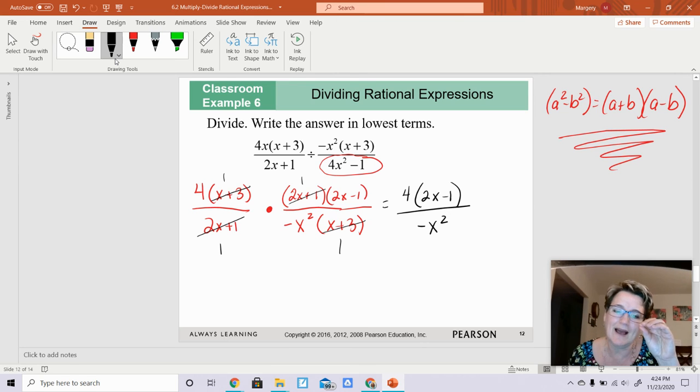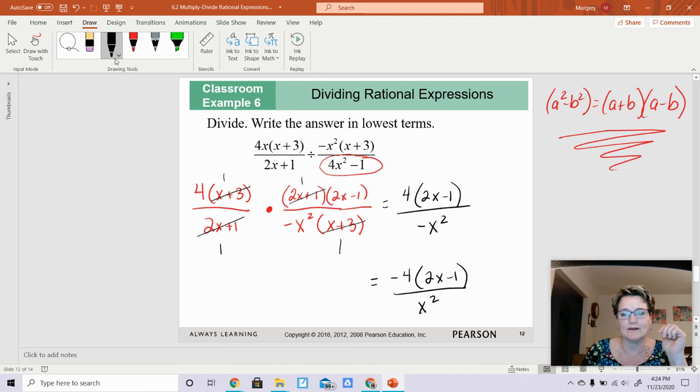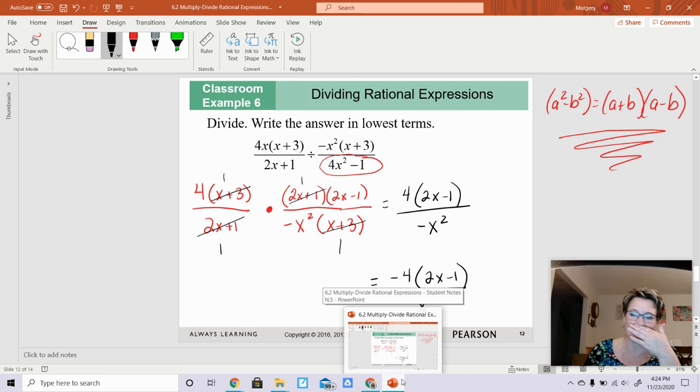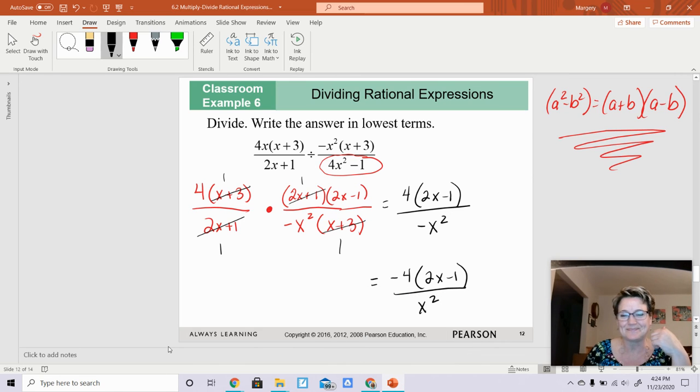Now, normally, you guys, we don't like to have a negative in the denominator, so I'm going to rewrite it. I'm just going to move the negative up to the 4. So it's going to be a negative 4, 2x minus 1 over x squared. And that's it. That's all you have to worry about. Okay? Let's go on to the next one. It is good to say that x cannot equal 0. That just lets you know that you can't have x be equal to 0.